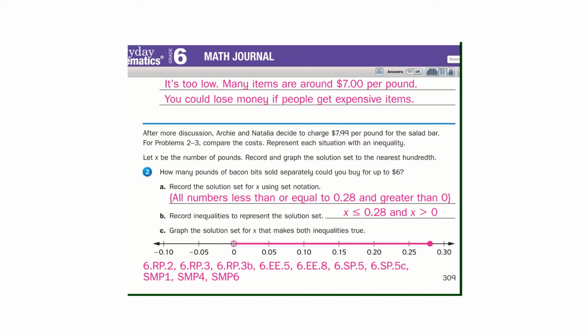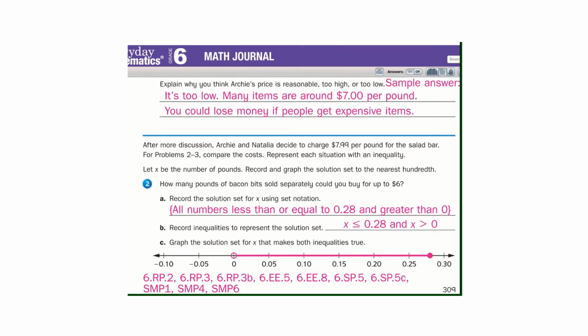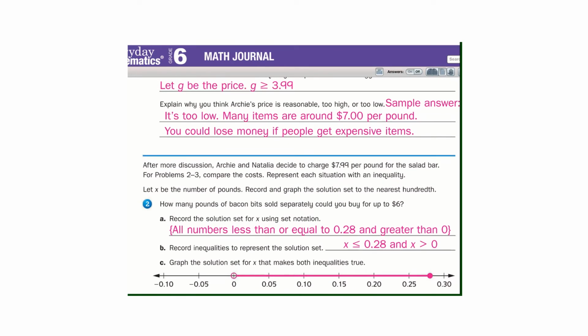6 divided by $21.28. Record the inequality so that you could buy less than or equal to 0.28, 28 hundredths of a pound, and they're assuming you're going to buy some, so X has to be greater than 0. So there is the solution set on the number line, open circle on the 0, and then a closed circle on the 0.28 and anything in between. Just ignore these numbers here on the bottom. Those just have to do with math standards. Okay.